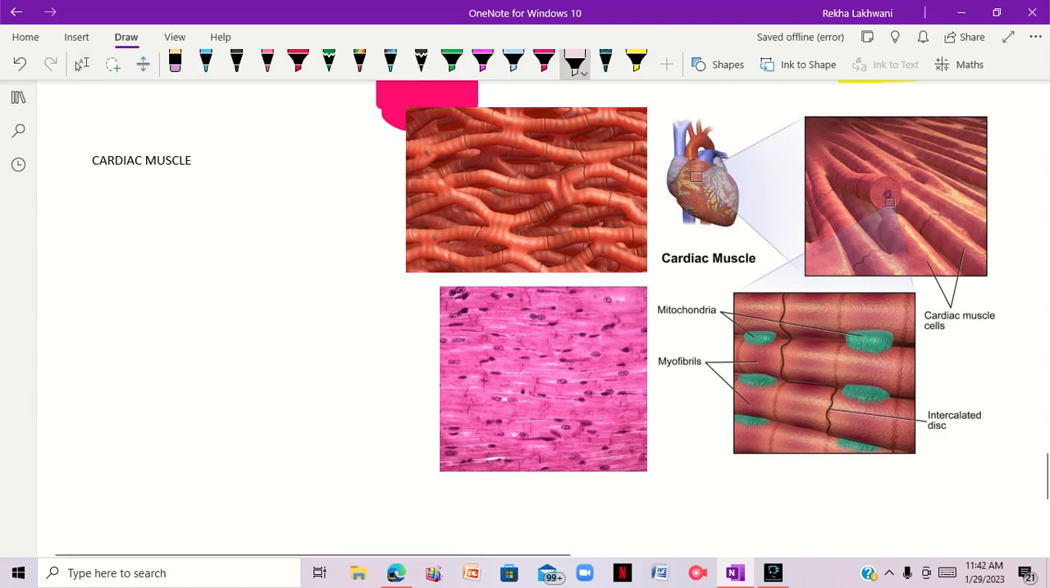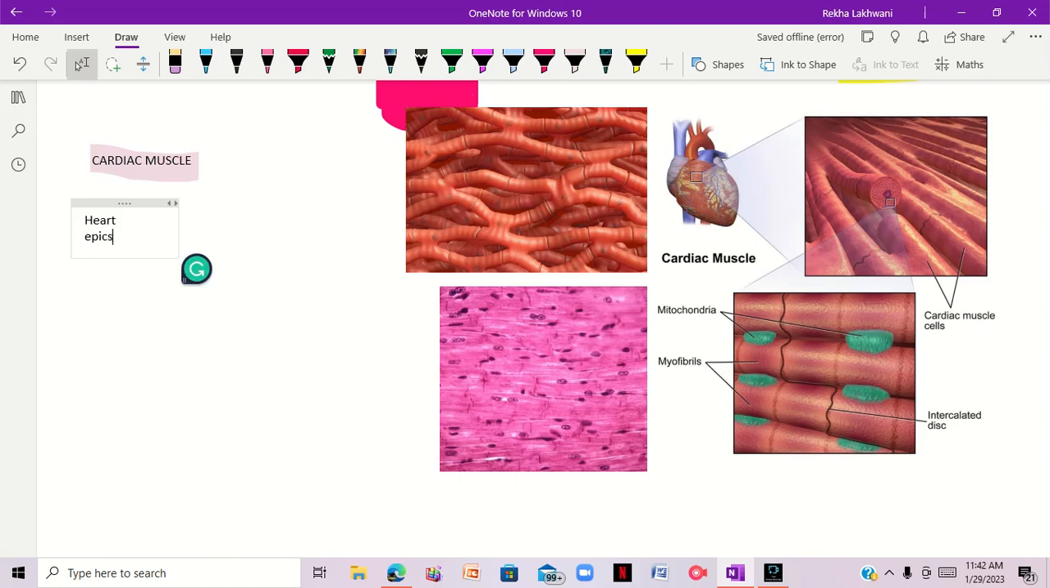Today we will talk about the cardiac muscles. Basically, the cardiac muscles are present in the heart. We know that there are three layers of the heart, basically three walls.